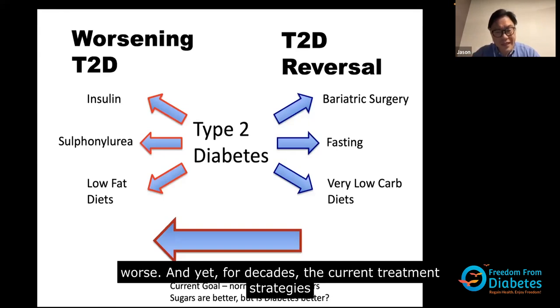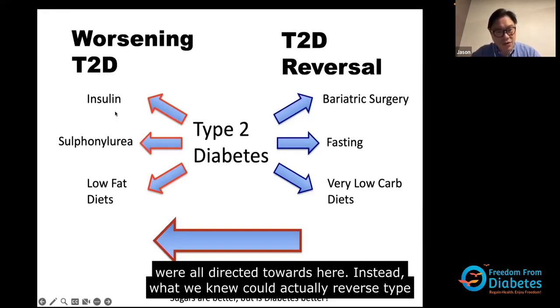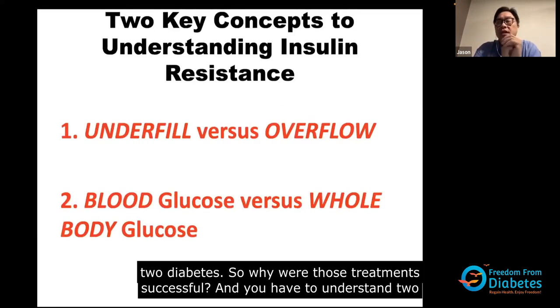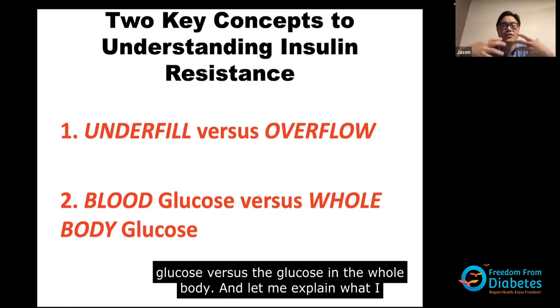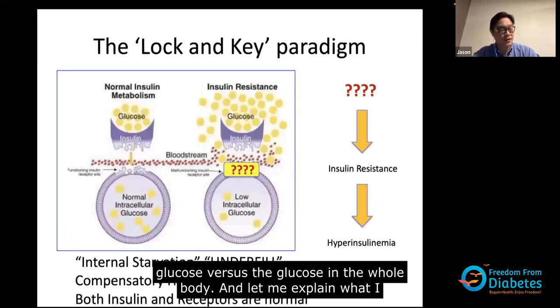And yet for decades, the current treatment strategies were all directed towards here instead of what we knew could actually reverse type 2 diabetes. So why were those treatments successful? And you have to understand two key concepts, that is underfill versus overflow, and looking at the blood glucose versus the glucose in the whole body. And let me explain what I mean.